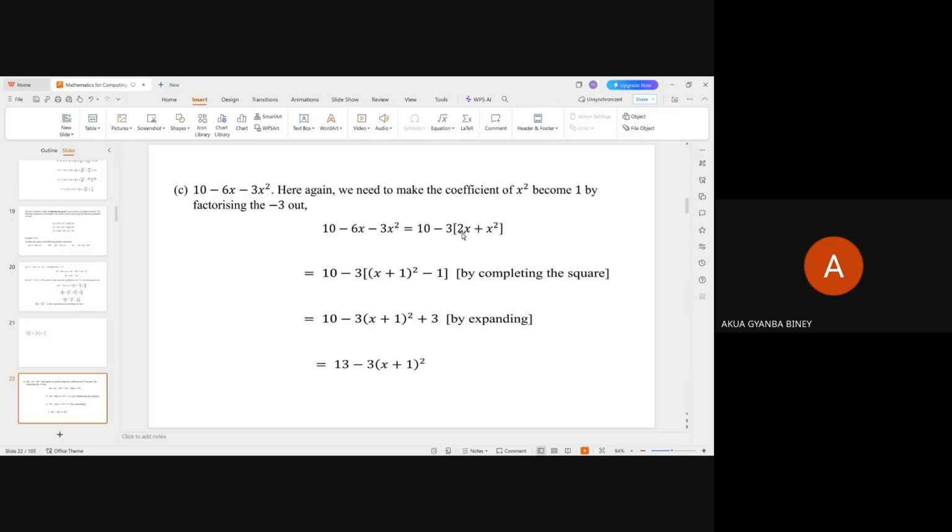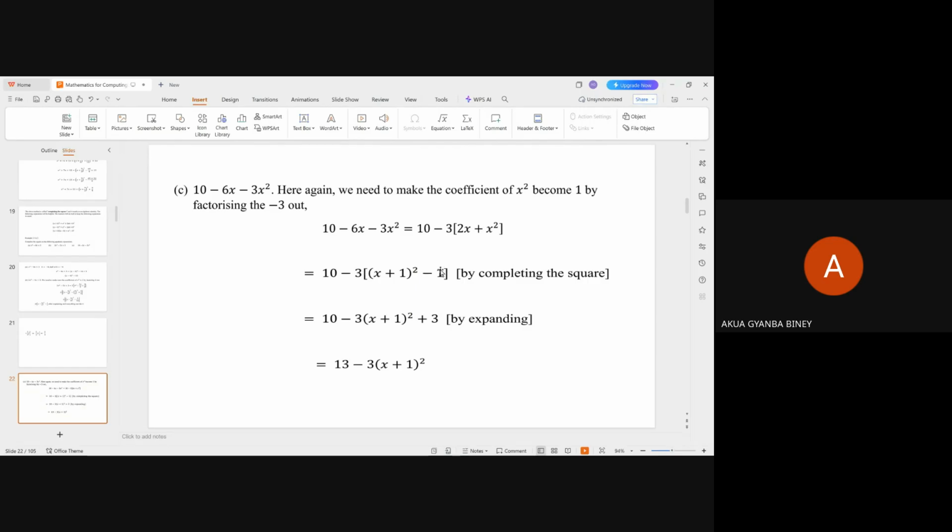b is 2, divided by 2 will give you 1. So we have x plus 1 all squared. Then whatever you did to b, we subtract it. So what did we do to b? We finally got 1. So subtract 1 squared, which is still 1, so it's minus 1.